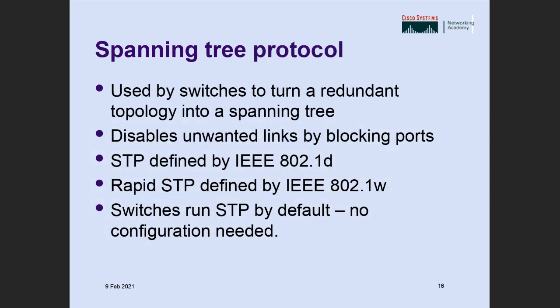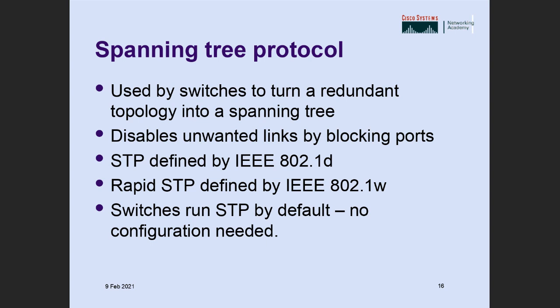So we're going to use the spanning tree protocol, which, by the way, is built into all Cisco switches and most other manufacturer switches. It's automatically activated. You don't need to turn it on. It's used by switches to turn this redundant topology into a spanning tree. It's going to disable the links that would create broadcast storms and loops by blocking certain ports. Now, this is an IEEE specification. 802.1d is the specification for our standard spanning tree protocol, which is on by default on all our Cisco switches.